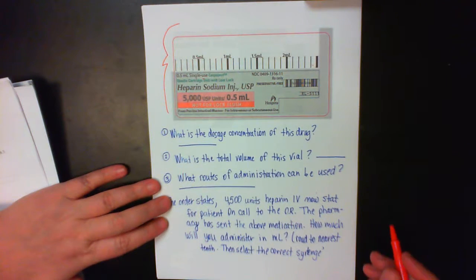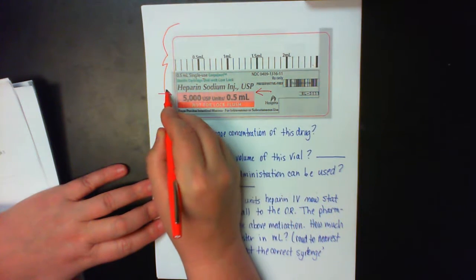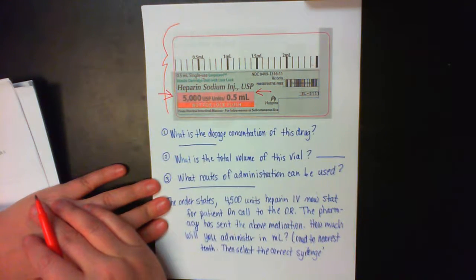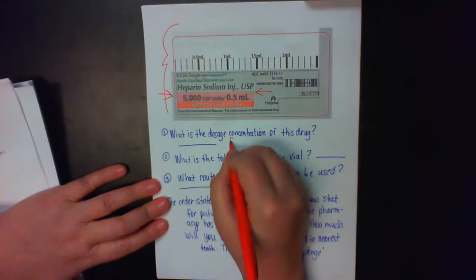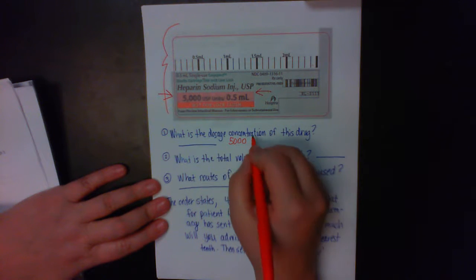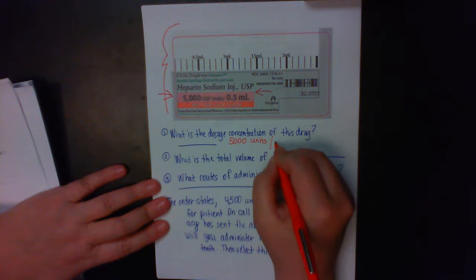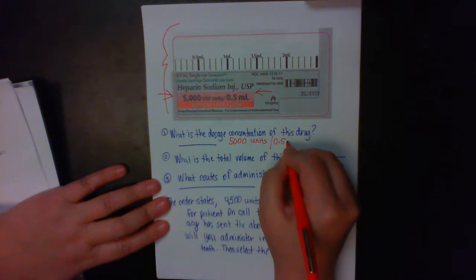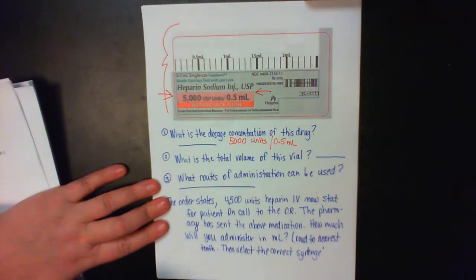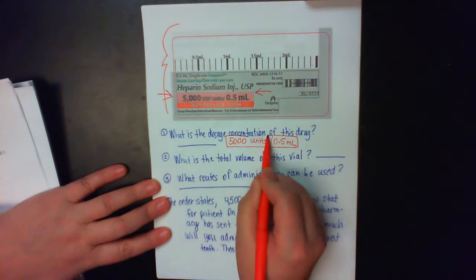So with that being said, this is telling us on this line right here what our dosage concentration of this drug is. And this is 5,000. And you don't have to put the USP, I just put units. And then it has a little slash there, per 0.5 milliliters. So that would be our answer to the first question about this drug label.